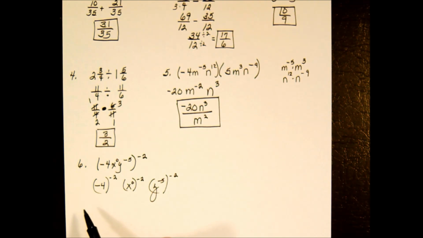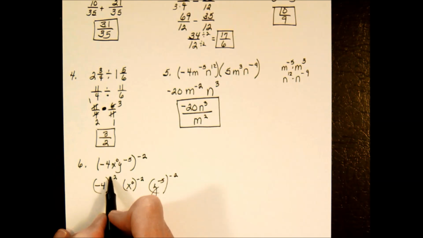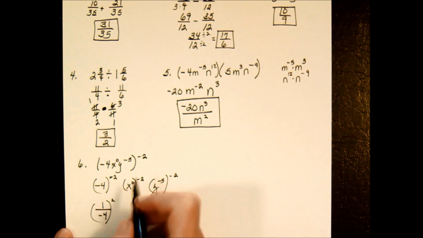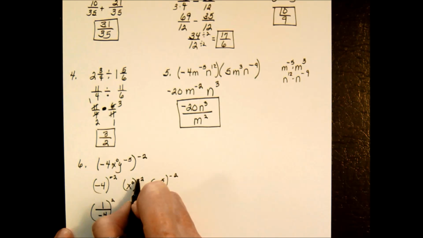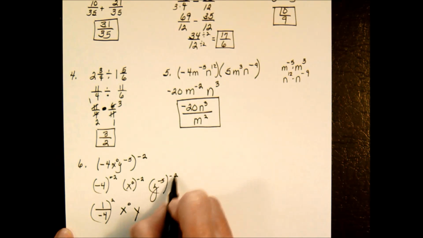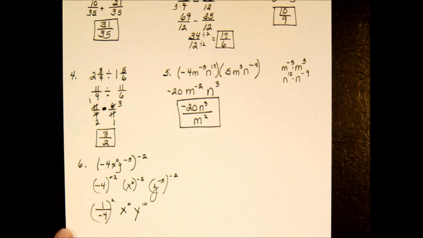Now I'm going to do each one separately. -4 to the -2 means the reciprocal of -4. So 1 over, it's still a -4, and we want it to be squared. This is going to be x to the 0 times -2, which is 0. y to the -5 times -2 is positive 10. Still not finished. Let's go ahead and square this.